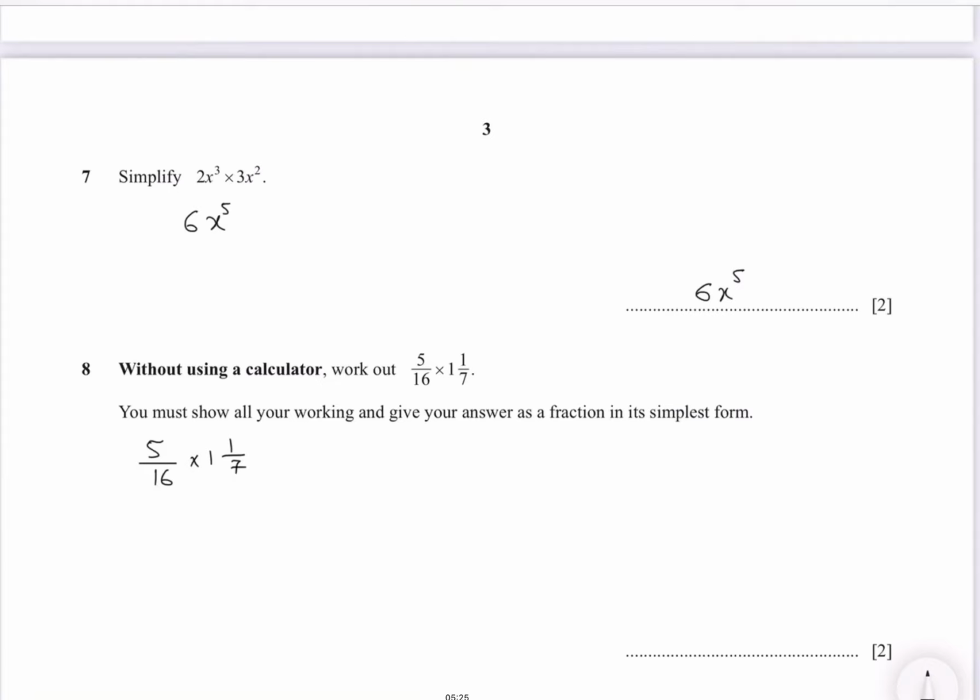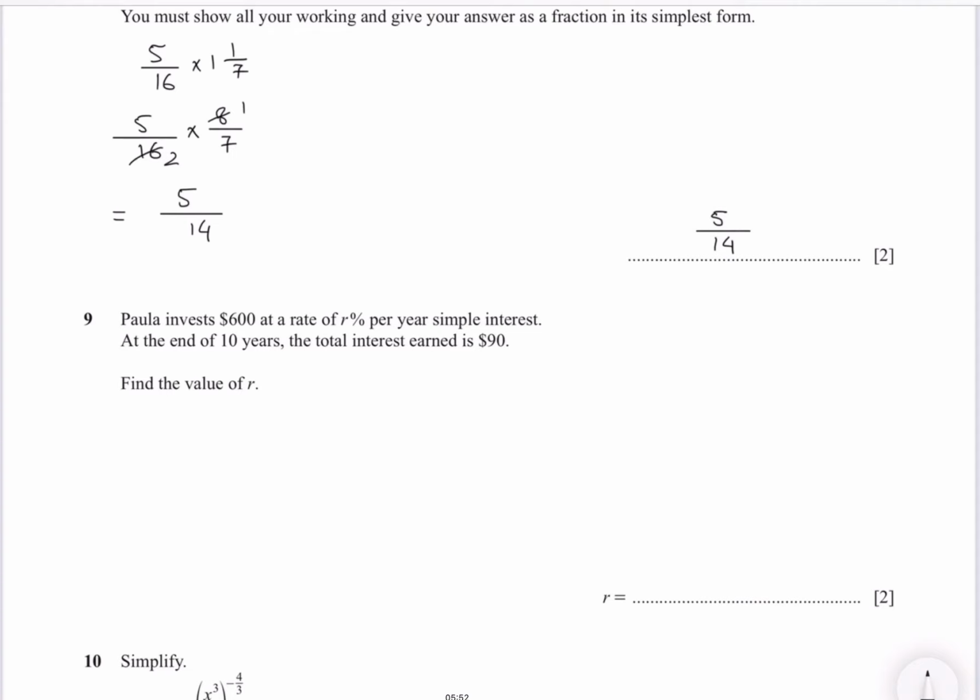Without using a calculator, work out 5 over 16 into 1 whole 1 over 7. So first convert the mixed number into an improper fraction. So 5 over 16 into 7 times 1 is 7 plus 1 is 8 over 7. Now simplify this. 8 times 1 is 8 and 8 times 2 is 16. So this is 5 over 14.